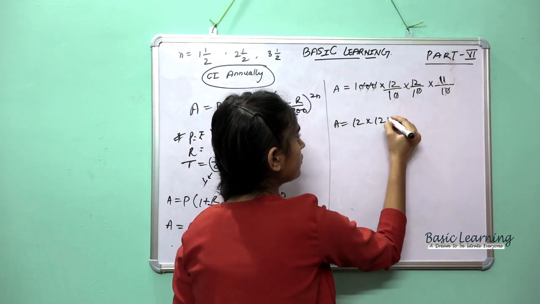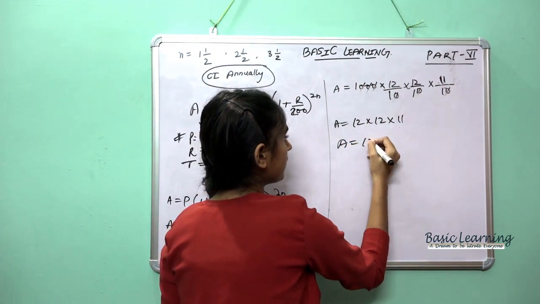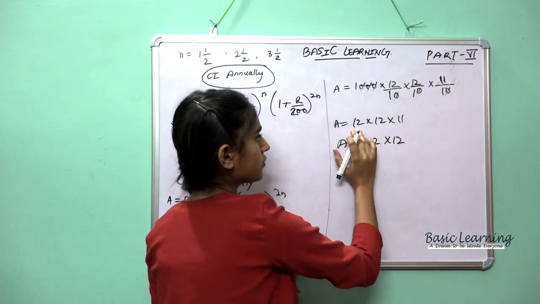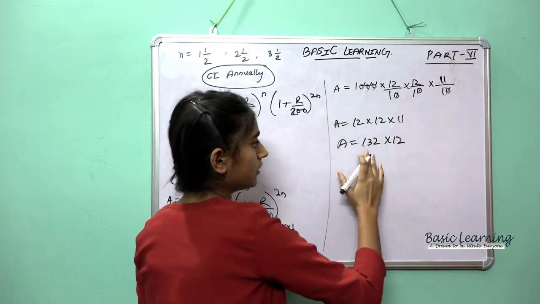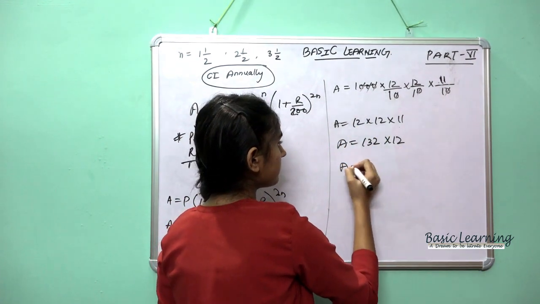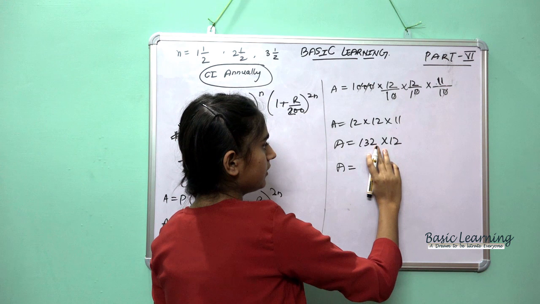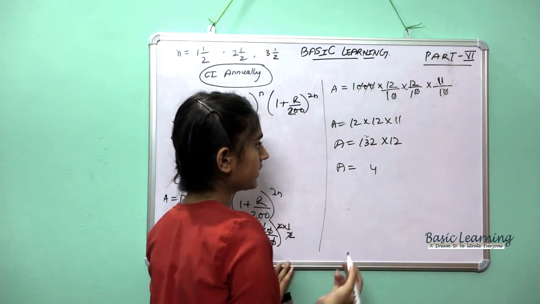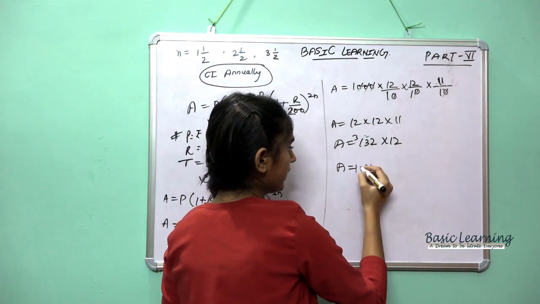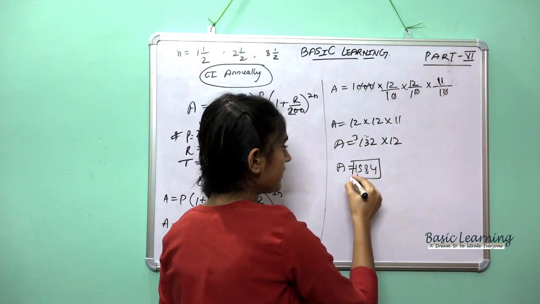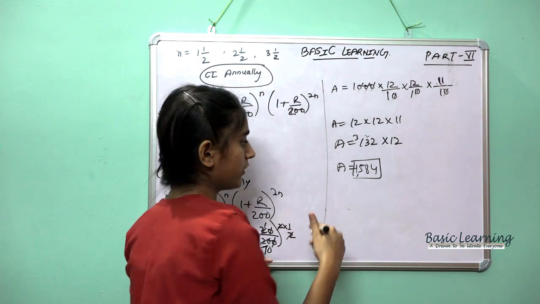11 into 11 into 12. When we multiply 11 into 12, it gives 132, into 12. So when we multiply this, we get: 12 2s are 24, 12 3s are 36, 37, 38, 12 1s are 12, 13, 14, 15. So 1584 is your amount. Now we will calculate the compound interest.